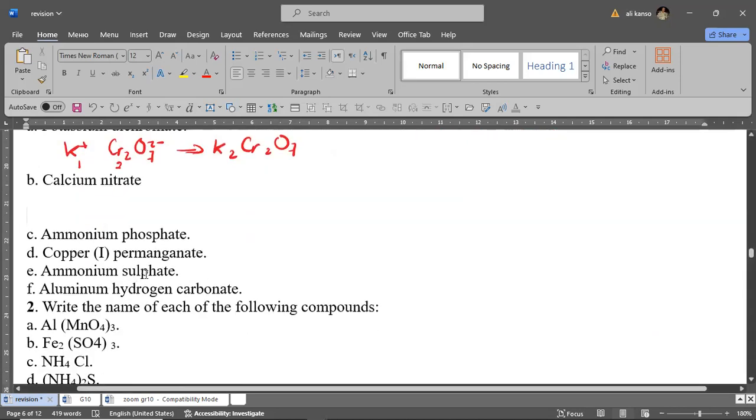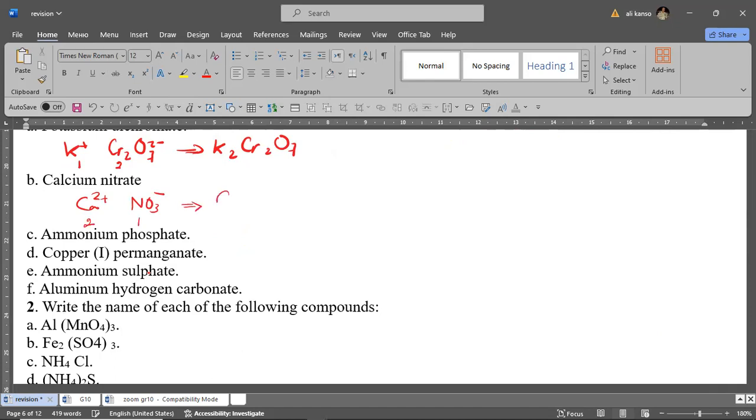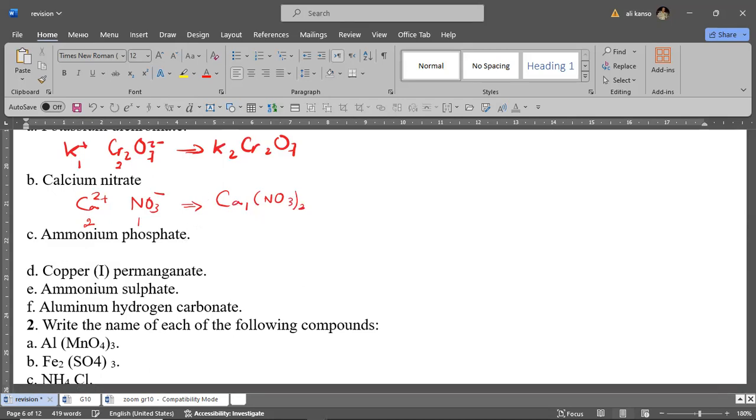Calcium nitrate. Calcium is Ca 2 plus, nitrate is NO3 1 minus. This is charge 2, this is charge 1. We can say Ca1, but it's not necessary to write 1. Ca(NO3)2, all of it 2. Okay. Any question, Noah? Is it okay? Yeah. Okay.